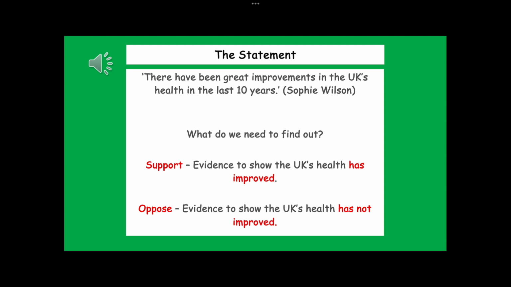So the statement in the question we're looking at just now is that there have been great improvements in the UK's health in the last 10 years, and that's according to Sophie Wilson. So what do we need to find out exactly? Basically, what we need to do is find evidence to show that the UK's health has improved, and that would be our evidence in support of that statement. And then we have to find evidence that opposes that statement, which is essentially evidence to show that the UK's health has not improved. And remember again, find evidence from all three sources throughout your answer.